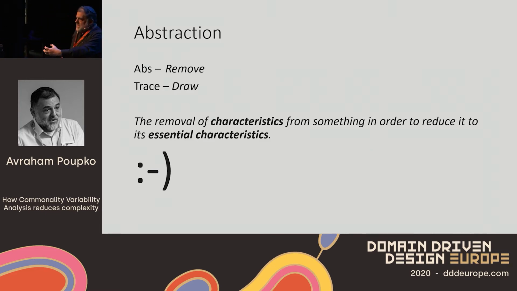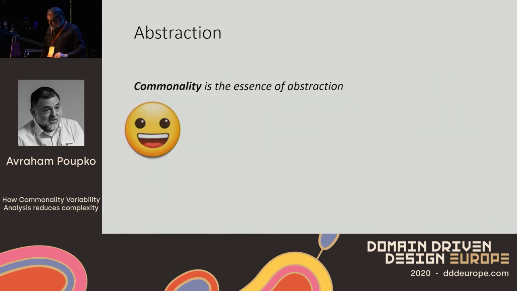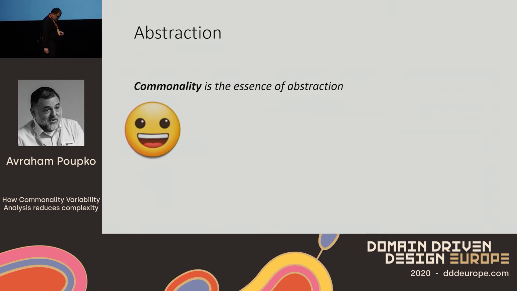And when I remove the characteristics until I'm left with the essential characteristics, I might say that I have abstracted something. This is an abstraction of a smiling face. It's not a smiling face. It's an abstraction of a smiling face. It's an attempt to capture all those things that are common among all the smiling faces that we know. This is the Samsung smiley. And commonality is what allows abstraction.